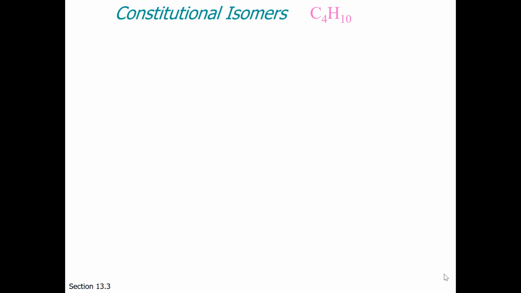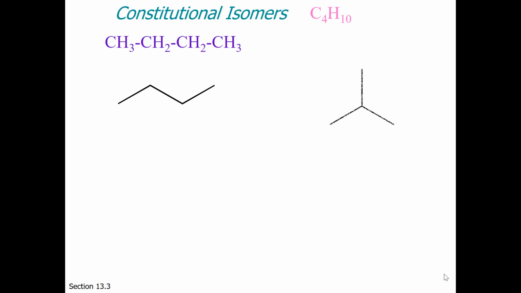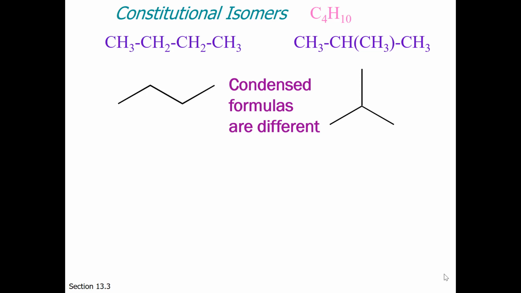Constitutional isomers have already been introduced. If you were asked to draw C4H10, you might draw the linear butane compound, and this has a connectivity where we have CH3s on each end and 2 CH2 groups in the middle. Compare this to 2-methylpropane. This has 3 CH3 groups. Their condensed formulas are different. They have different connectivities. Therefore, these are constitutional isomers.